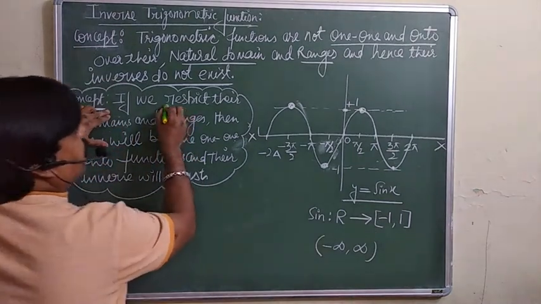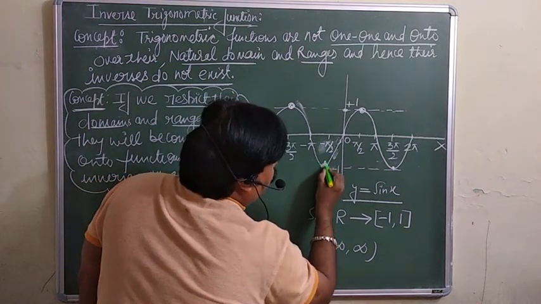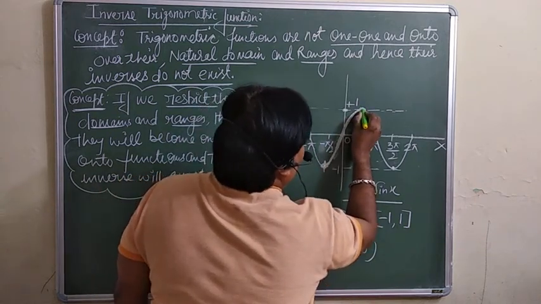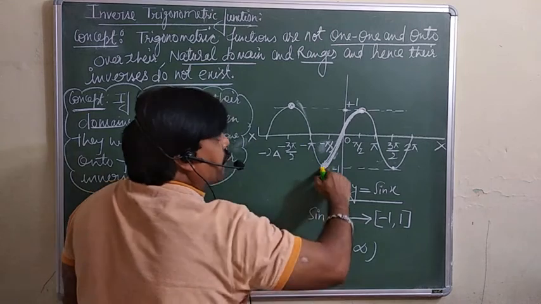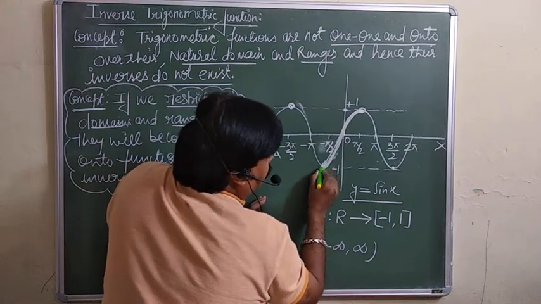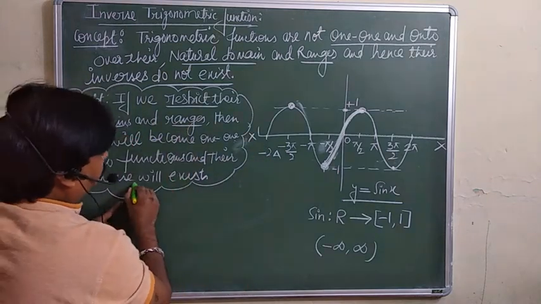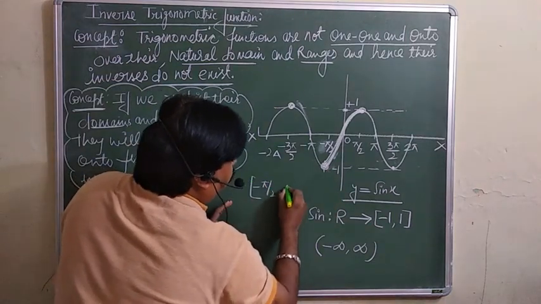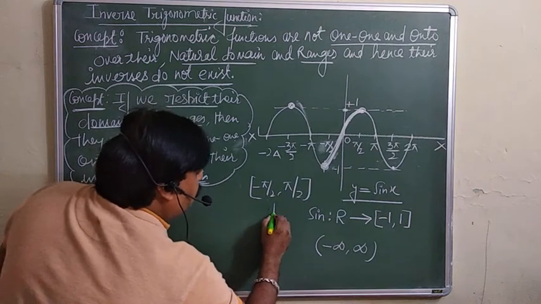So what will we do? We restrict the domain and range. From here, minus pi by 2, to here, plus pi by 2, if you restrict to this portion and put values from minus pi by 2 to plus pi by 2, you will get different values, that is, unique values. So if we restrict the domain and range, then the inverse will exist.